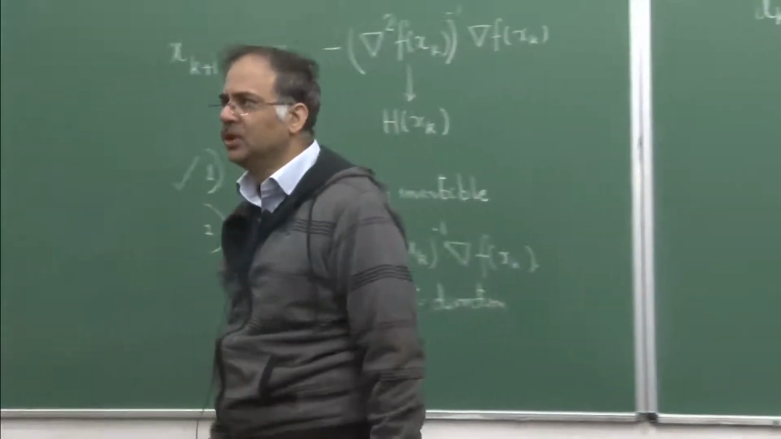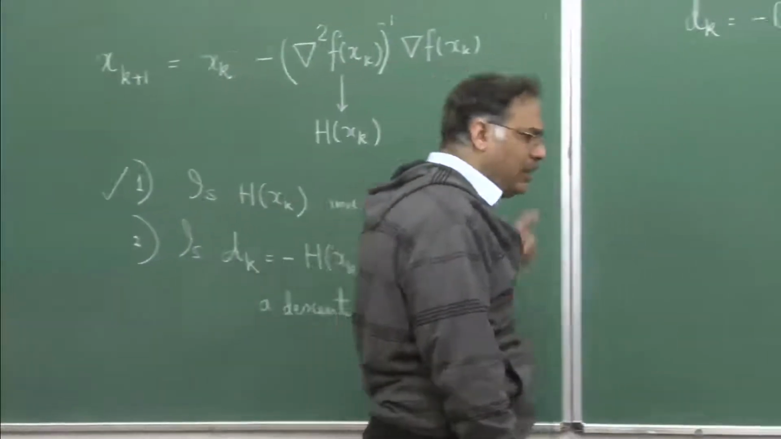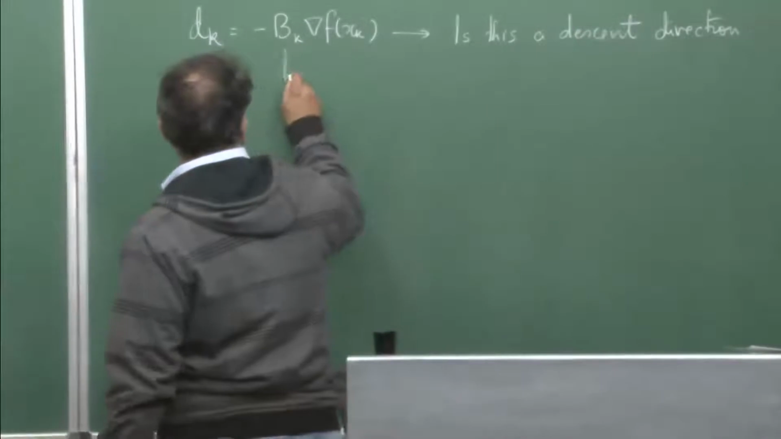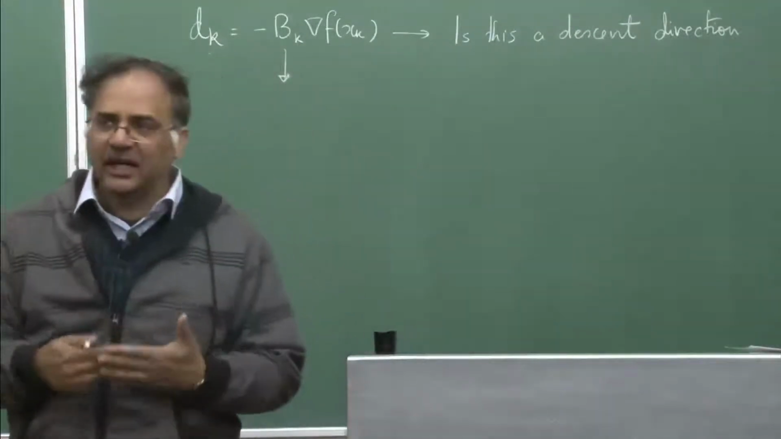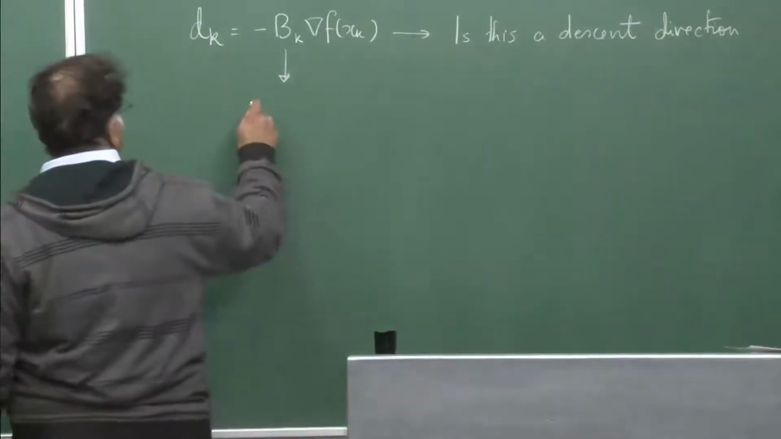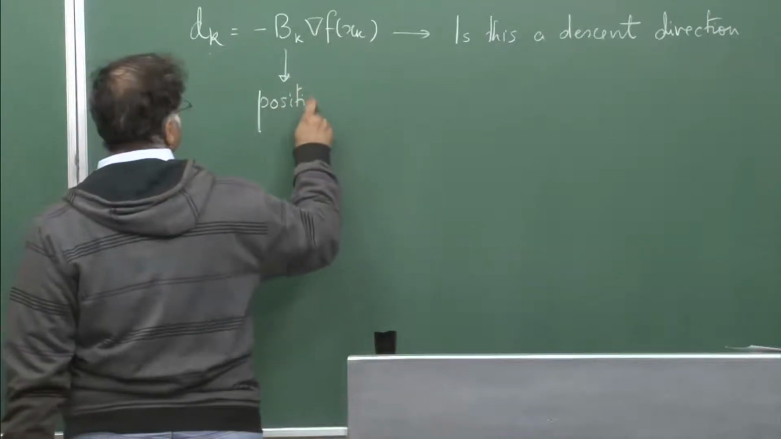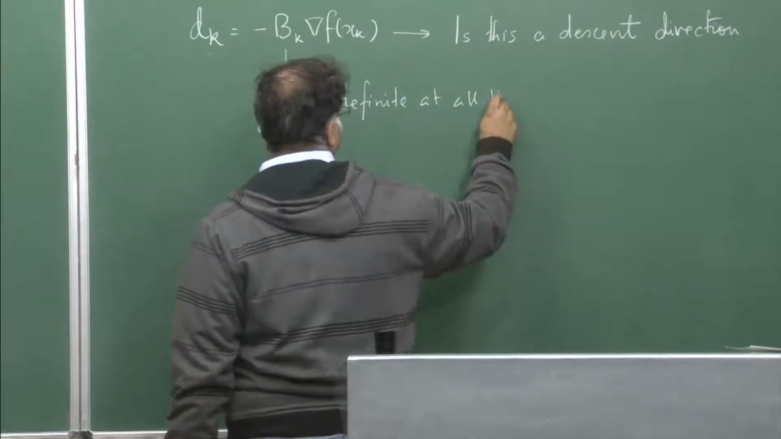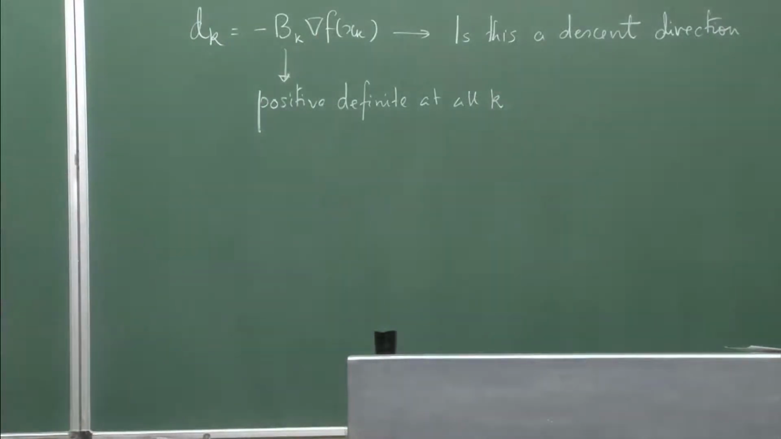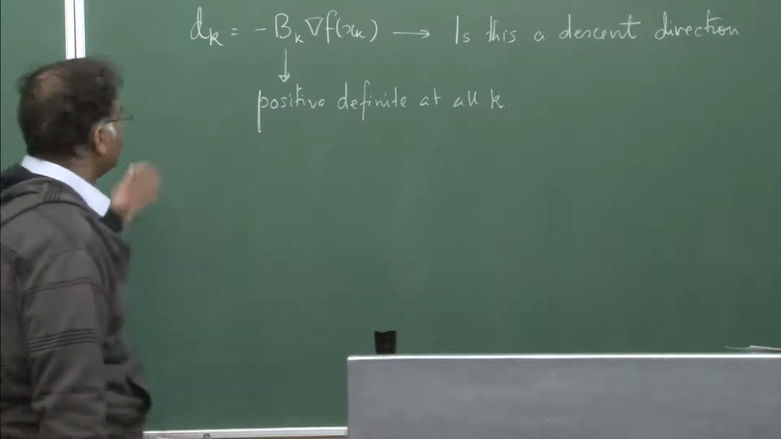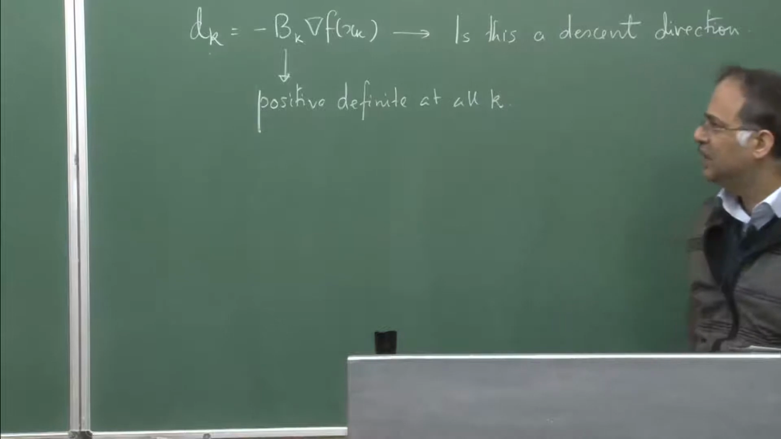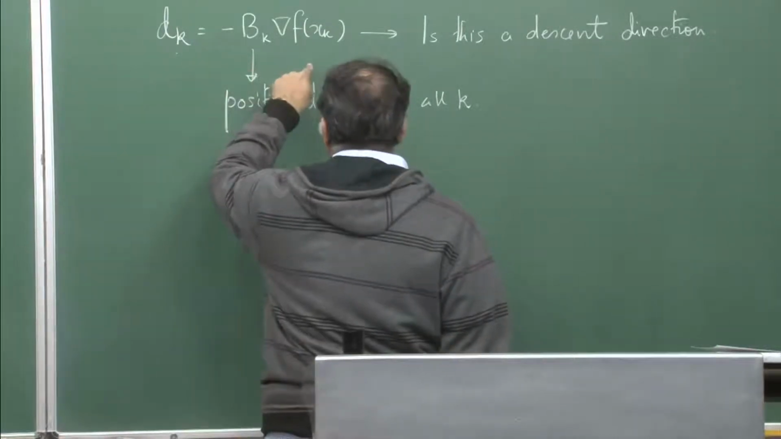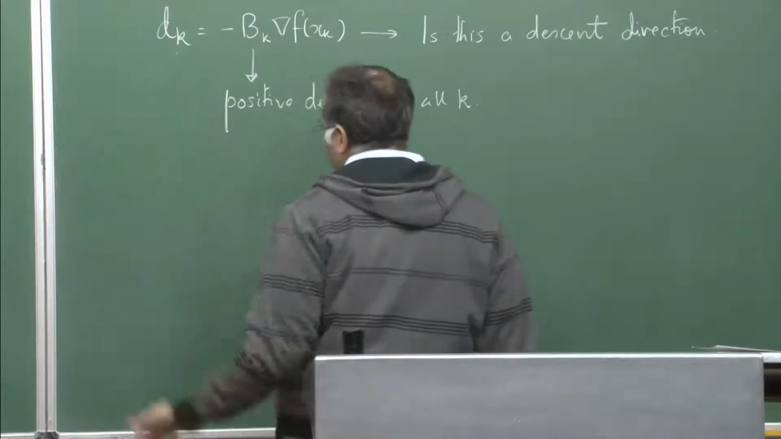Now, how do I know that this would be a descent direction? One guarantee of getting this as a descent direction is to design Bk at every step k in such a way that Bk is positive definite at all k. This is what you would want, because that will give you the descent direction. If I take dk like this, with Bk positive definite at every k, prove that dk is a descent direction; you can take it as a homework.